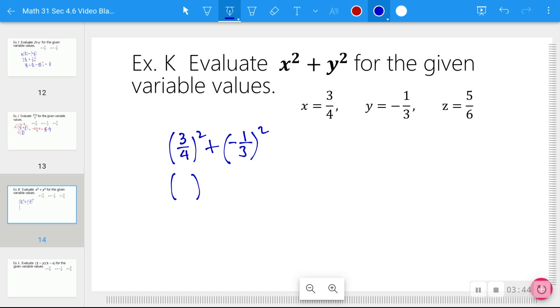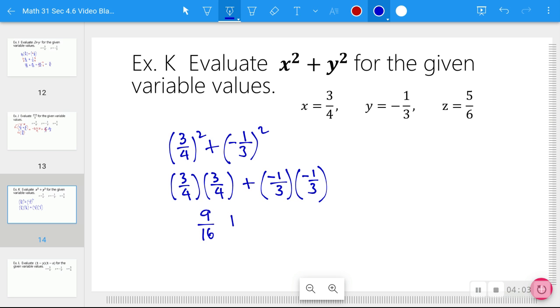And I think it'll be easier to understand if I write it out like this. 3/4 times 3/4 and -1/3 times -1/3. So here you get 9/16 plus, and these two negatives, when you multiply them, give a +1. And you get a 9 down there.